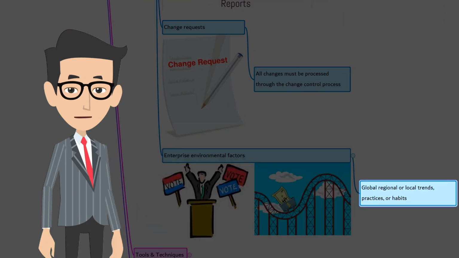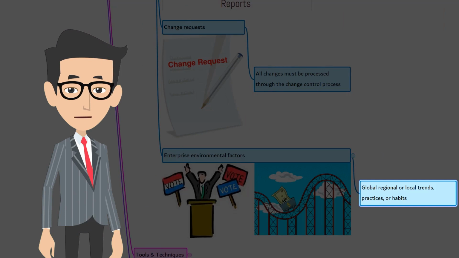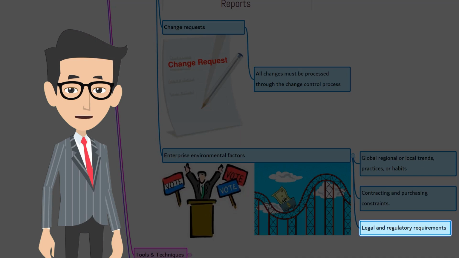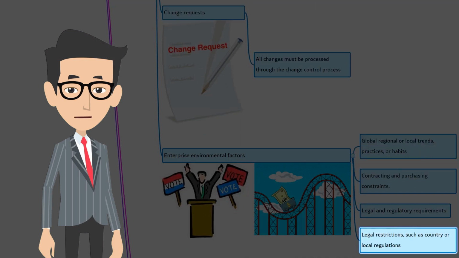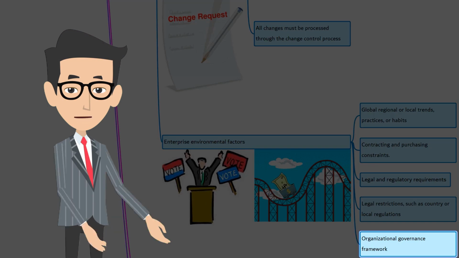The next is enterprise environmental factors. Government or industry standards. Example, product standards, quality standards, safety standards, and workmanship standards. Constraints related to contracting and purchasing. Legal and regulatory requirements and/or constraints. Legal restrictions such as country or local regulations. Organizational governance framework. It's a structured way to provide control, direction, and coordination through people, policies, and processes to meet organizational strategic and operational goals.